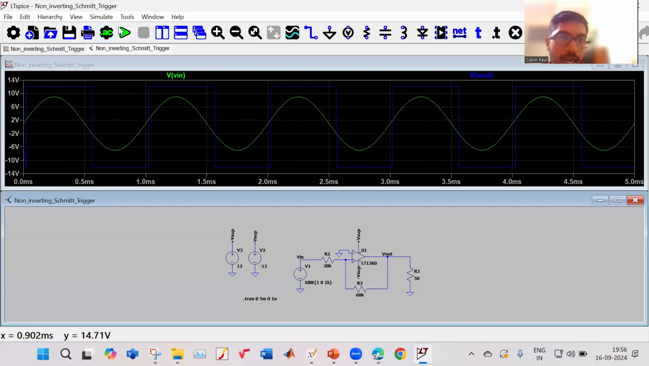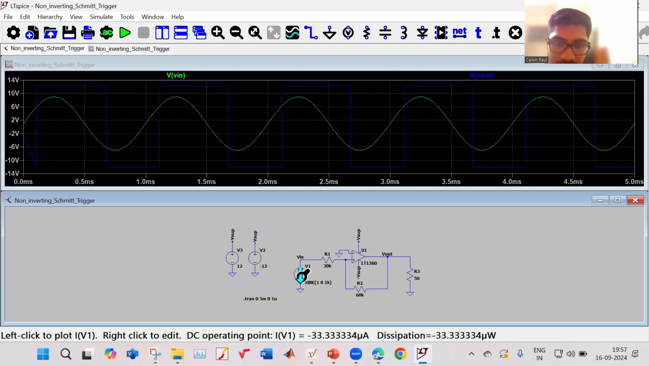I run it again. Now if you see, at 6 volt it is changing, and at minus 6 volt it is changing. So now what you studied, you're able to see clearly. And you know my diagrams are very bad, and I was thinking that because my diagrams are bad, you may not be able to understand, so that's why I added these things. It is better and easier to understand.